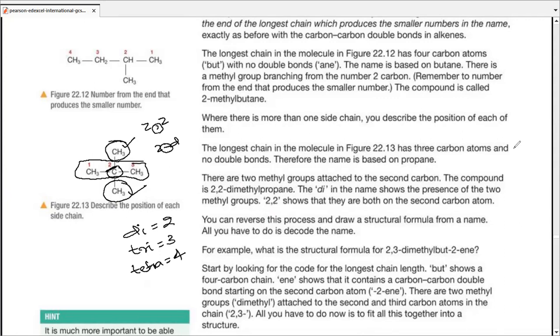Clear enough? Now, you should be capable of reversing this process, getting the name from the structure or the structure from the name. Remember, when you are converting a name into a structure, always go with the carbon skeleton first and the rest of the structure after. So let's practice.